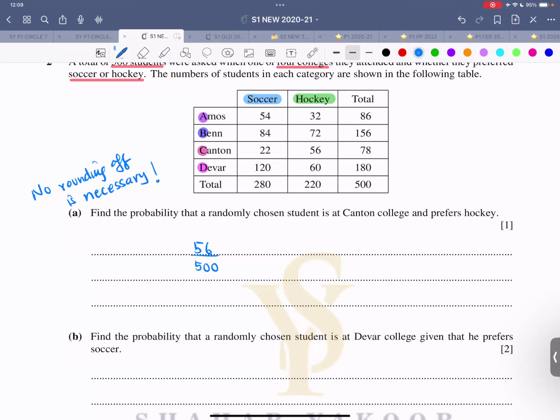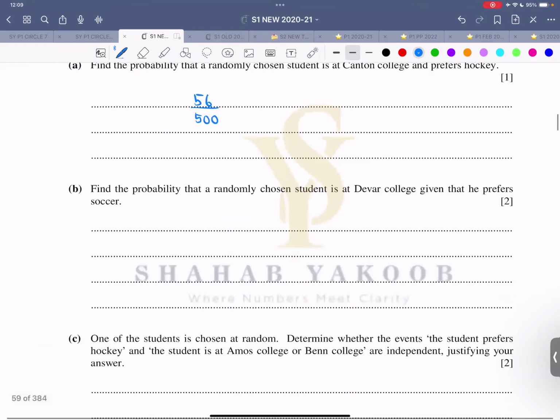Now let's move to the next one. It says find the probability. Let me again underline. I pay a lot of emphasis on underlining. Find the probability that the randomly chosen student is at Devar College given that he prefers soccer. Now the word given is there. That is related with conditional probability.